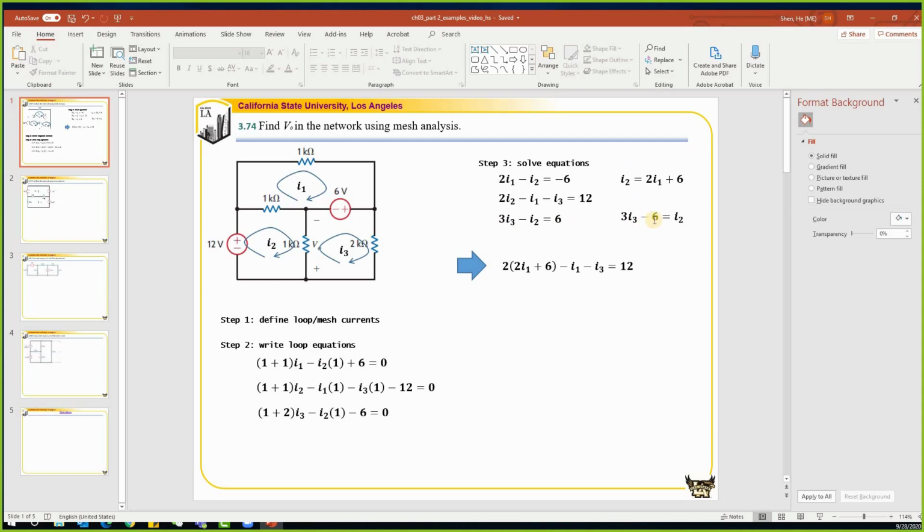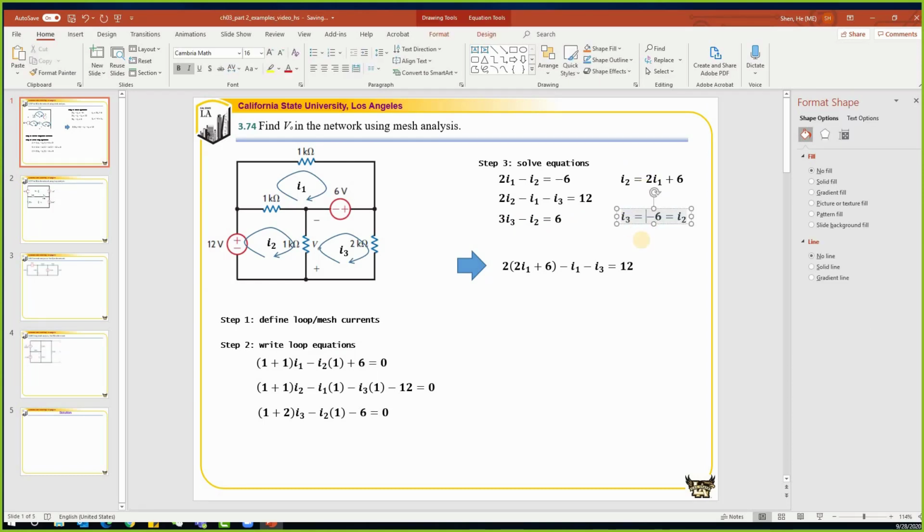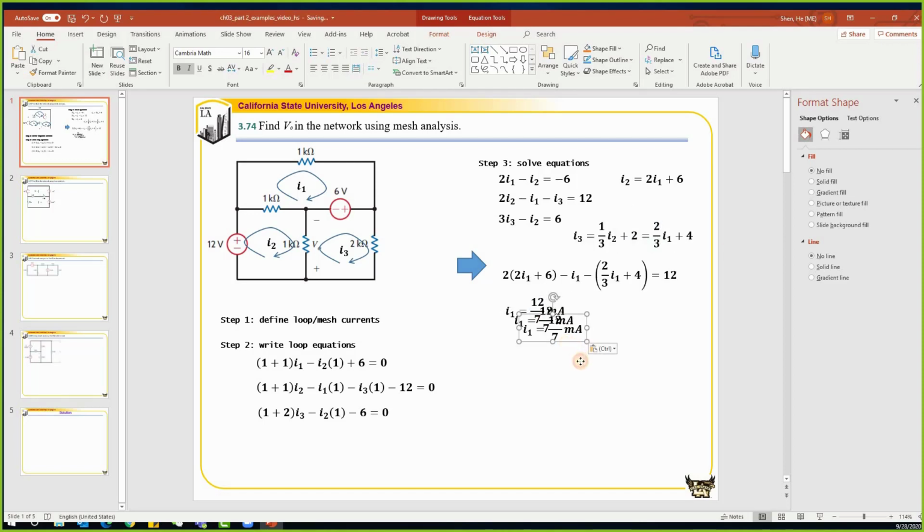So we can further replace I2 by I1. I3 will be equal to 1/3 of I2 plus 2. And I2 is equal to 2I1 plus 6. So that will be 2/3 of I1. So we find I1, and we can find I2 and I3. So I2 is equal to 2 times of that plus 6. So that is 24 plus 42. So that will be 66 over 7. And I3, that is equal to 36 over 7.